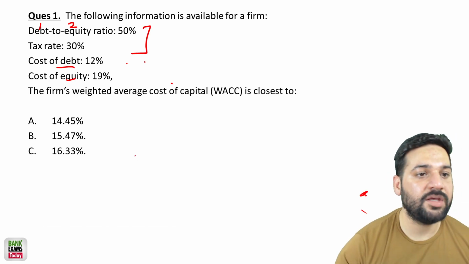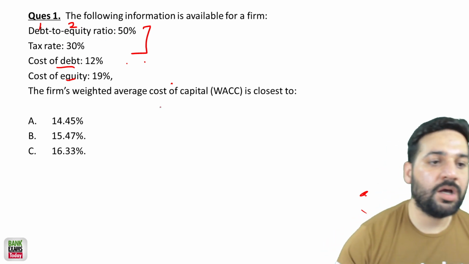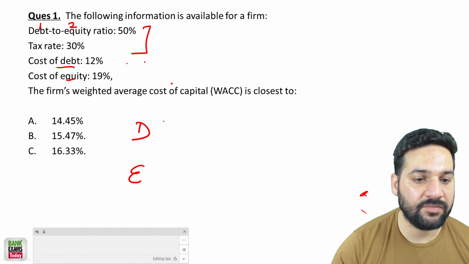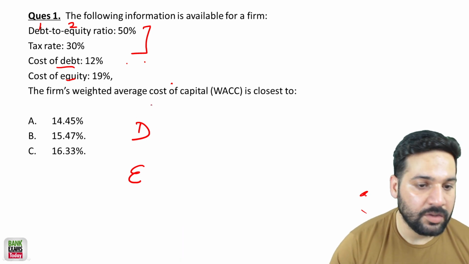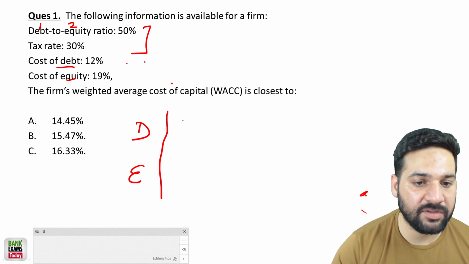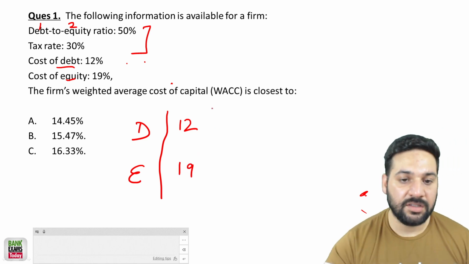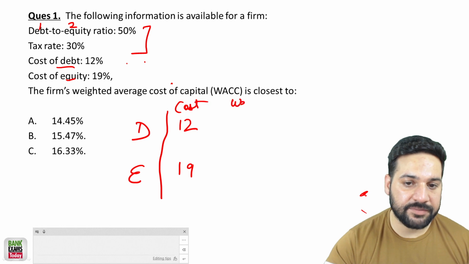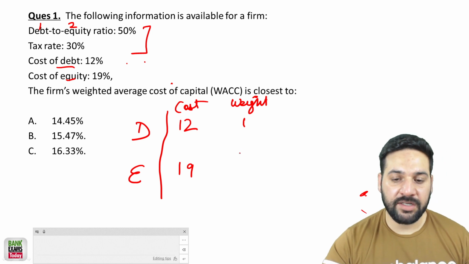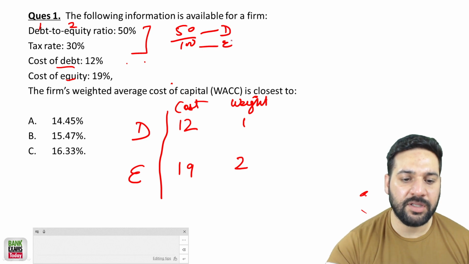If debt is 1, equity is 2, debt to equity ratio, tax rate is 30%. So we got that debt, we got the equity. The cost of debt is 12%. The cost of equity is 19%, right? But the weight is 1 and 2. 1 is debt and 2 is equity. See, debt equity ratio is 50%, so debt is 50, equity is 100.